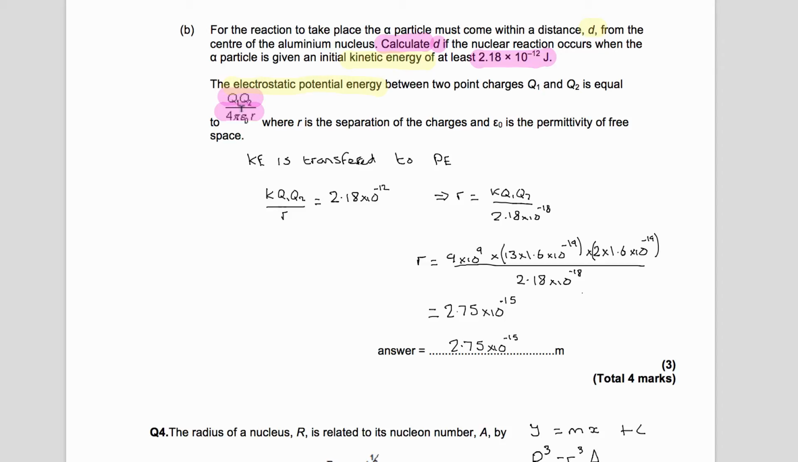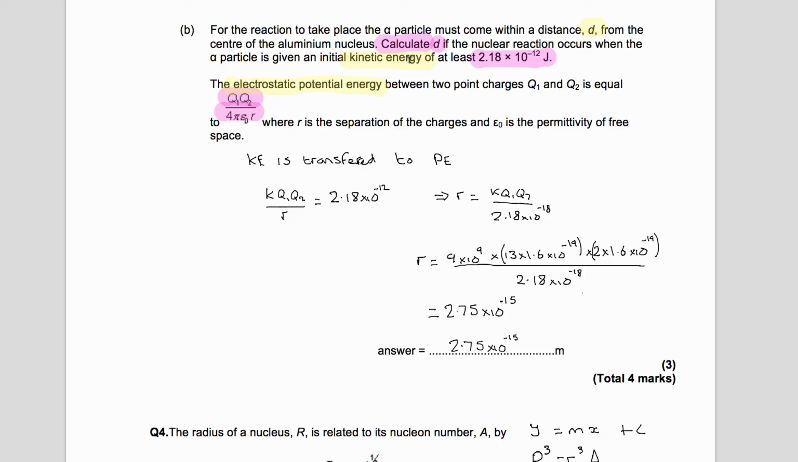So this is basically the work done by the field to stop this particle as it comes in, because what's going to happen is the alpha particle is going to have kinetic energy a long way away. As it moves towards the nucleus, the nucleus is essentially going to repel the alpha particle, so the alpha particle is going to slow down. So the kinetic energy is going to decrease. But obviously we have to conserve energy, so as the kinetic energy decreases, the potential energy between these two particles increases. Eventually the alpha particle is going to get so close to the aluminium nucleus that it's going to stop.